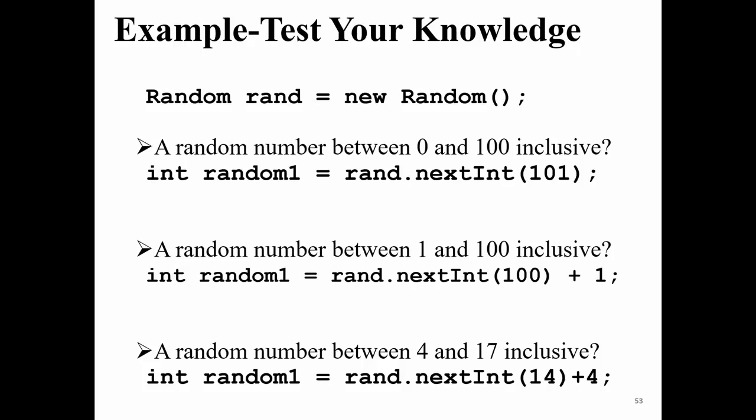Now, the last one is very important. When you are dealing with a random number that doesn't start from 0 or 1, in this case a random number from 4 to 17 inclusive, you take 17 minus 4 plus 1, that will become 14, and you add 4 to it. This will give you a random number between 4 and 17.